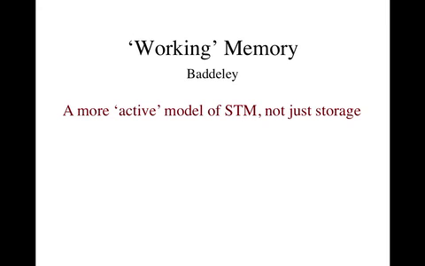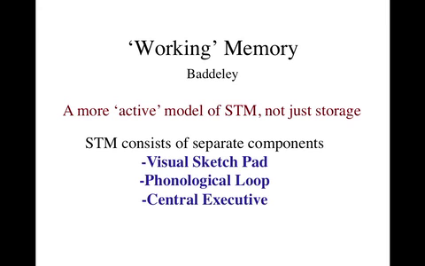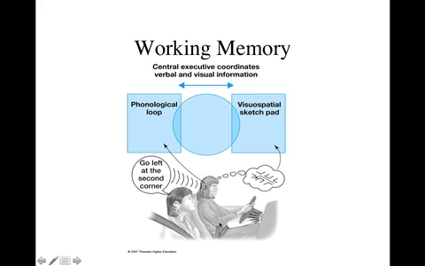This brings us to the working memory model of short-term memory, which came after the Atkinson and Shiffrin model, and suggests a more active model of short-term memory, not just storage. Short-term memory in this case consists of three separate components: visual sketchpad, phonological loop, and the central executive. So the working memory model also makes the distinction between visual and auditory memory very explicit, and also has this additional component, the central executive.